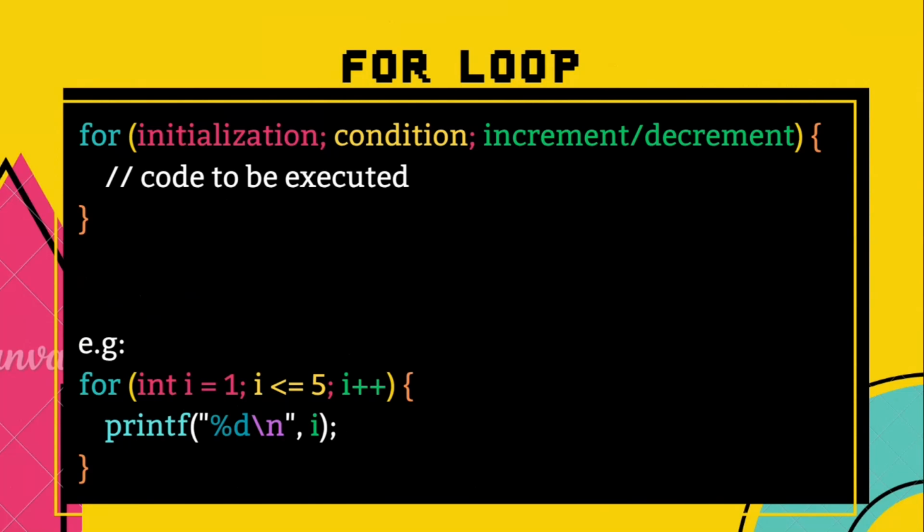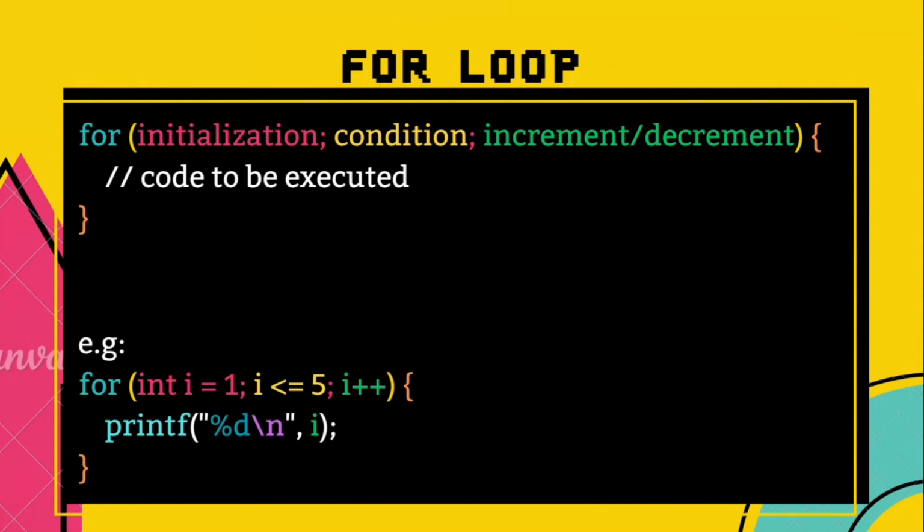Initialization. It is used to initialize the loop counter. Condition. It is the condition that is evaluated before each iteration. If the condition is true, the code inside the loop is executed. If it's false, the loop is terminated. Increment/decrement. It is used to update the loop counter after each iteration.